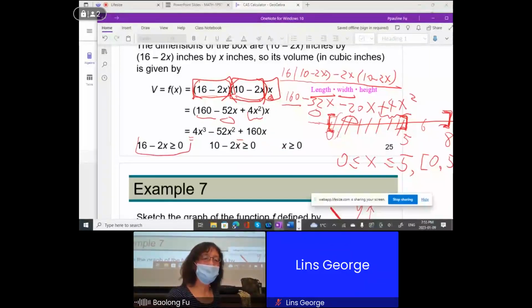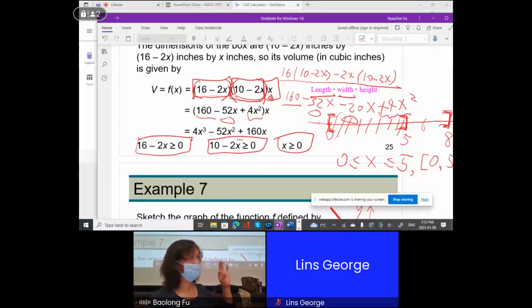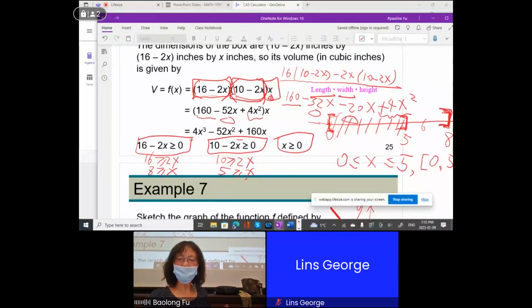Remember, we have 3 inequalities here. We have to satisfy those 3 at the same time. So let's do one by one. The first one, we get 16 greater or equal to 2x, so 8 greater or equal to x. The second one, 10 greater than 2x, 5 greater than x. The third one is x greater than 0. So the first one, x smaller or equal to 8.